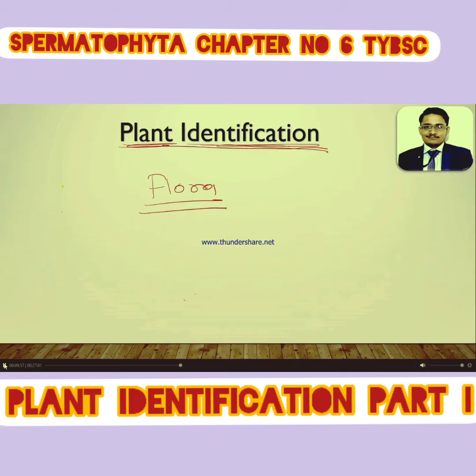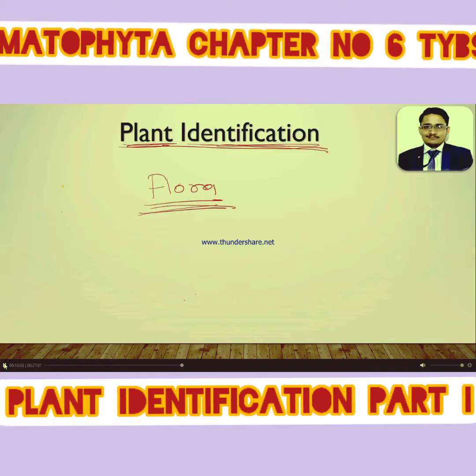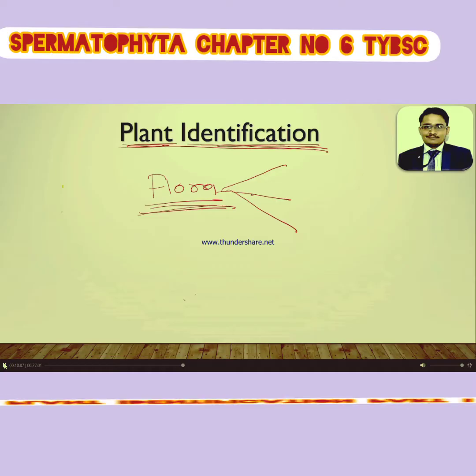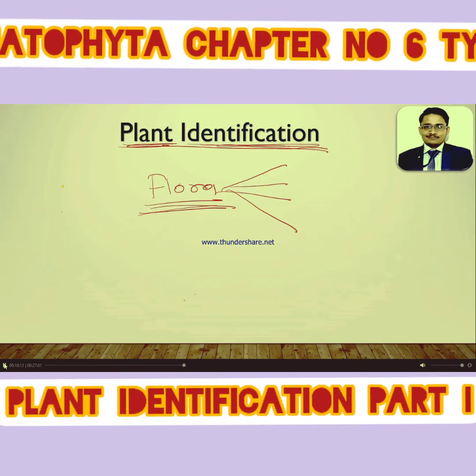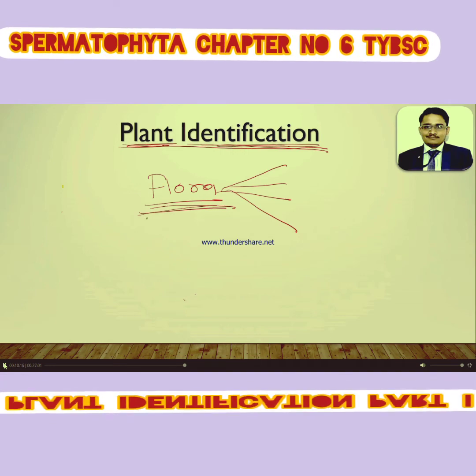And the next technique is by the use of a flora. Everybody knows about the flora. A flora is a book that keeps the details of flowering plants. Any book that keeps the details of flowering plants is called a flora. How can we determine a plant with the help of a flora?